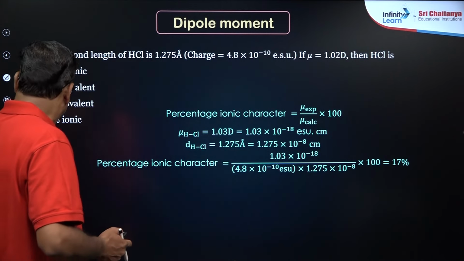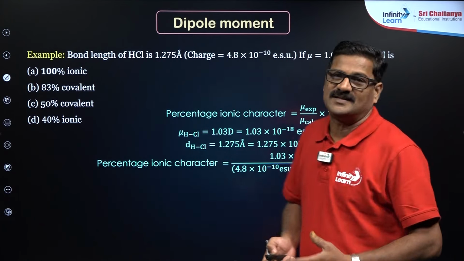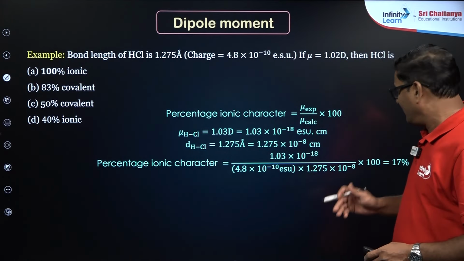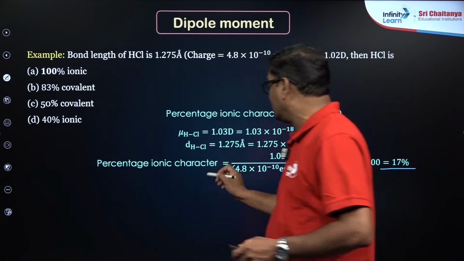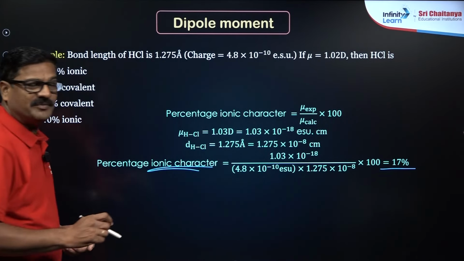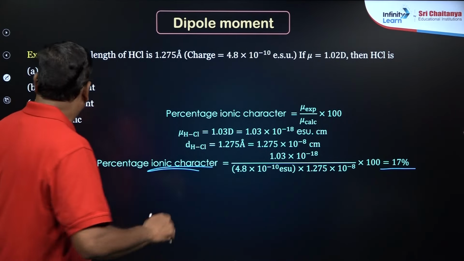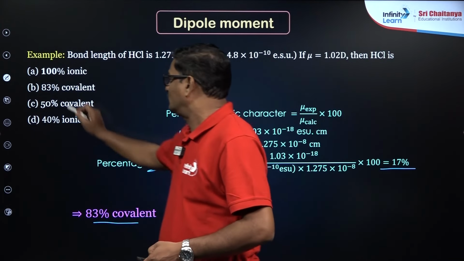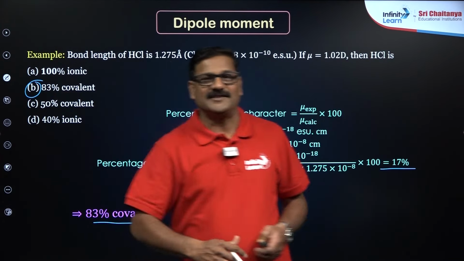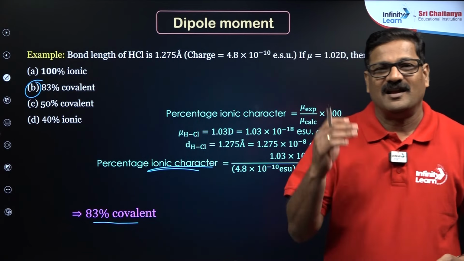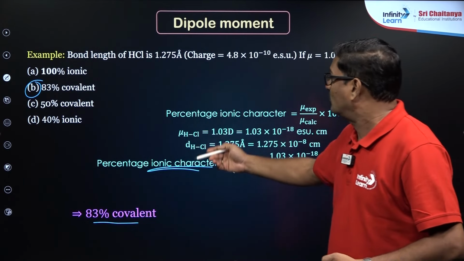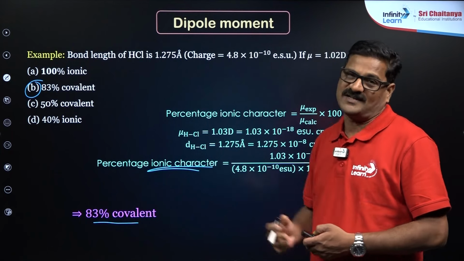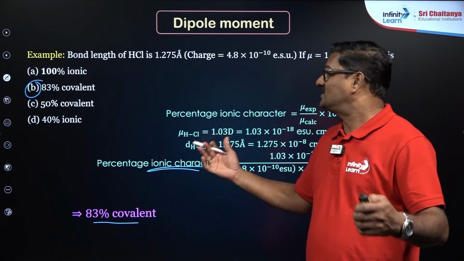But when you check, none of the options indicates the percentage of ionic character. Rather, if it is 17% ionic character, then it is 100 minus 17, so 83% covalent character is coming. So 83% is going to be the answer. Like that, you can crack NCERT based NEET examination questions from this topic.